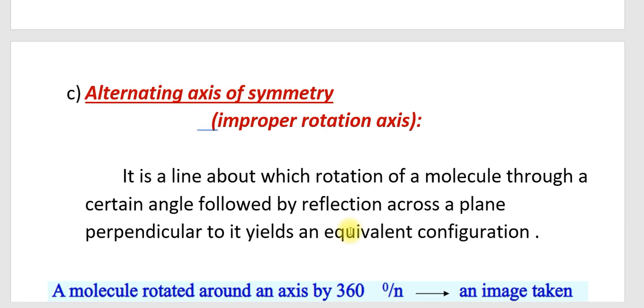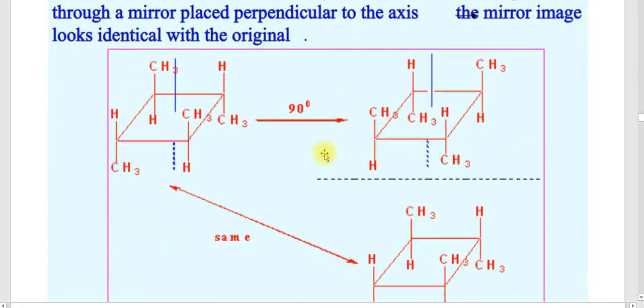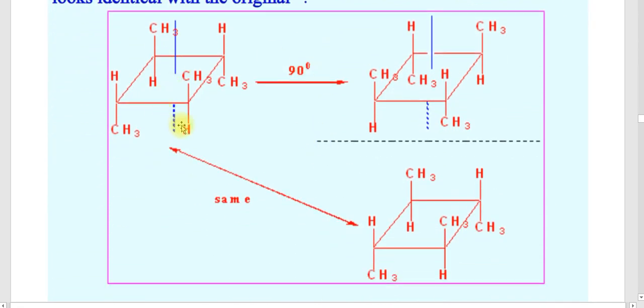What is the alternating axis of symmetry? Here the term itself shows that the rotation is not a proper rotation. It is an improper rotation axis. In order to understand the definition, first of all, you want to go through an example. See this example. This is a molecule that we are considering.